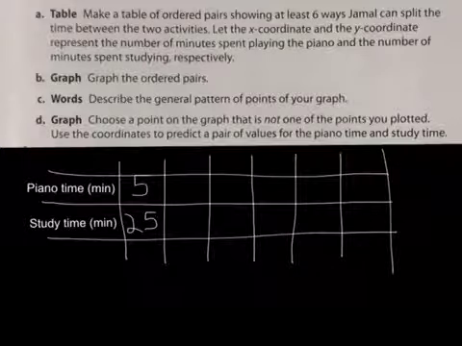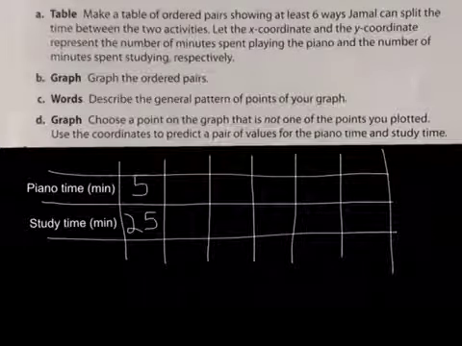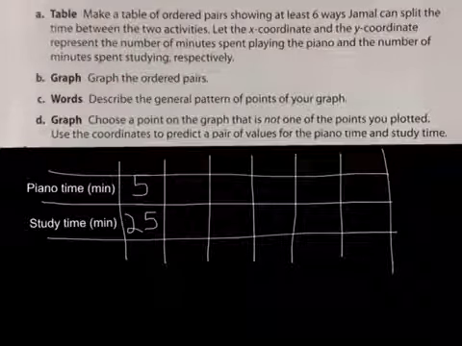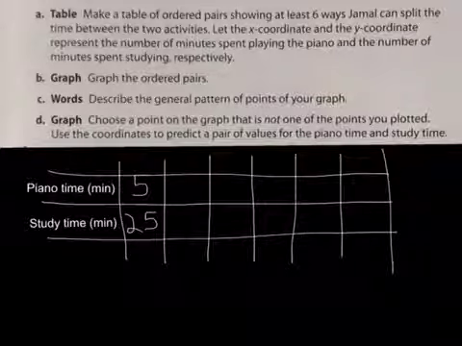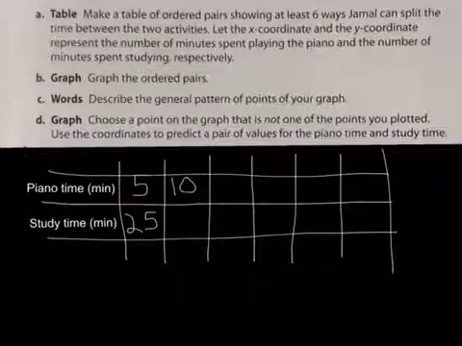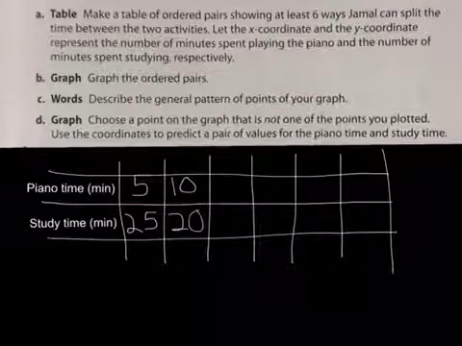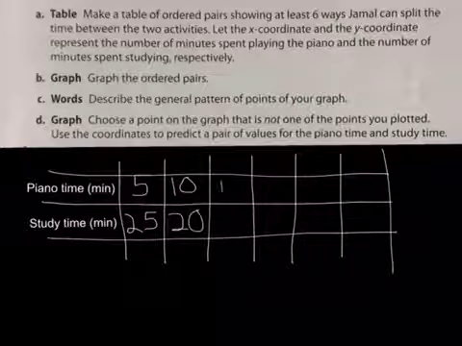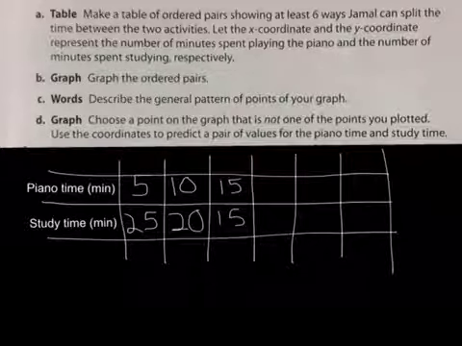Sorry, it doesn't say science, it just says spent studying. Okay. Continuing, if I continued on this route, I can say that I spent 10 minutes on piano, which leaves me 20 minutes for studying, and so on. Remember that he only has 30 minutes to study, so I can continue with 15 and 15, and so on.